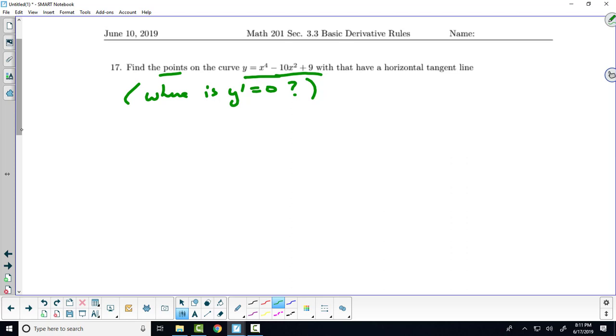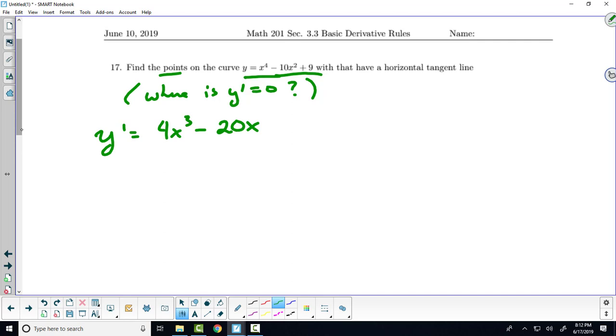All right, here we go. If I want to know where the derivative is 0, what should I go do? Let's find the derivative. Okay, what's the derivative of this function? 4x to the third. Good? Minus 20x plus 0, right? Okay. How are we doing, folks?